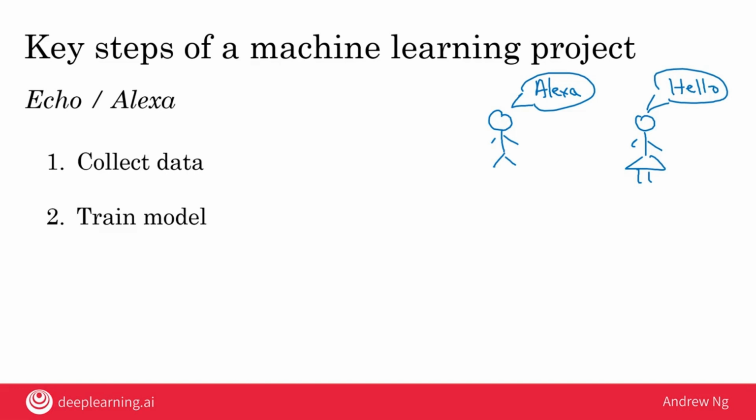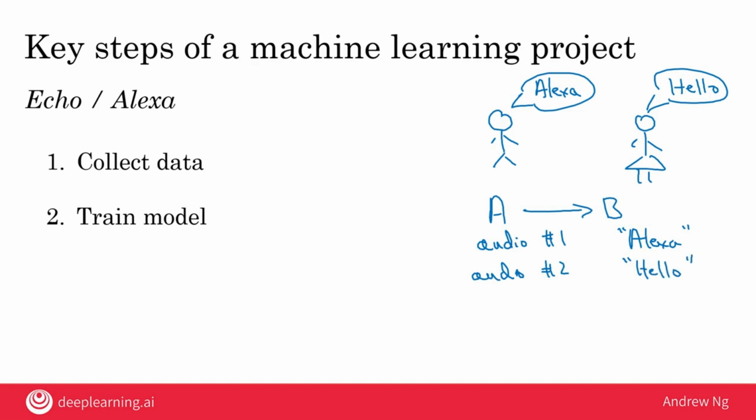And this means you would use a machine learning algorithm to learn an input to output or A to B mapping, where the input A would be an audio clip, and in the case of the first audio clip above, hopefully it will tell you that the user said Alexa, and in the case of audio clip 2 shown on the right, hopefully the system will learn to recognize that the user has said hello.